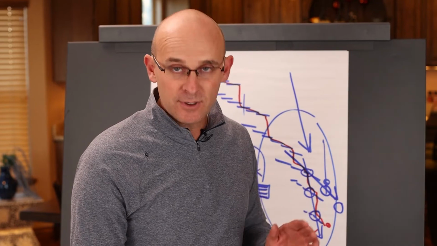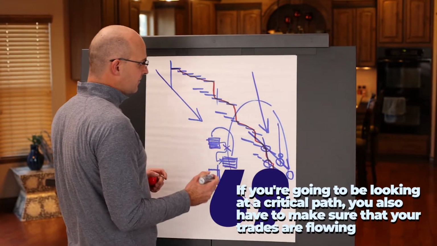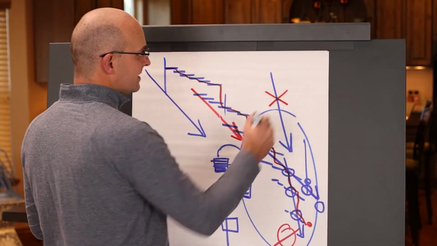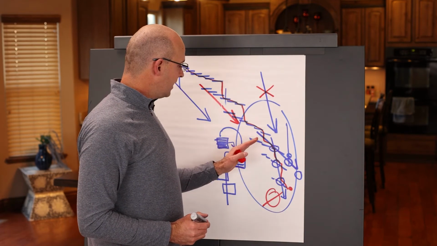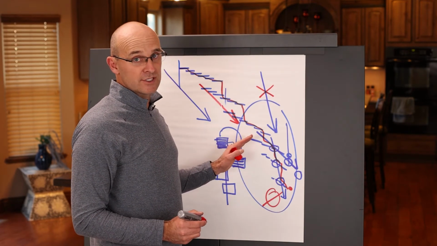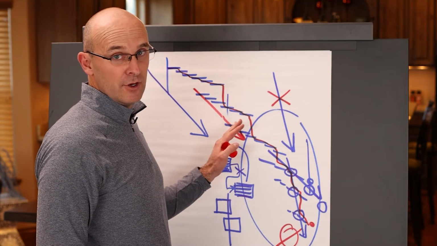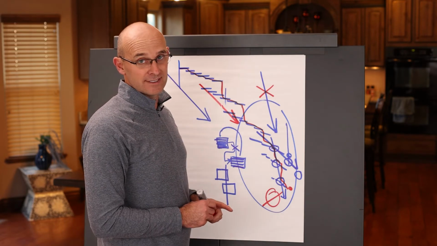So here's what I'm going to tell you. If you're going to be looking at a critical path, you also have to make sure that your trades are flowing, meaning you can't have this stacking. So you're going to have to, in your schedule, filter out with activity codes, depending on what software you're using, filter out and make sure that your trades have a good flow. And that's why Tact is so much better. It automatically visualizes that for you.